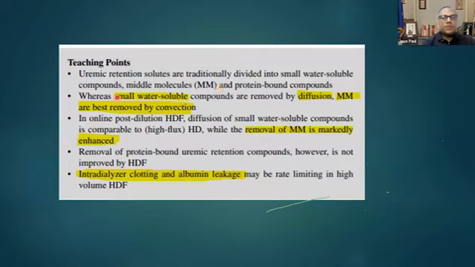So the teaching points with regards to the principles are: uremic retention solutes are traditionally classified into small water-soluble compounds, middle molecules, and protein-bound compounds. Diffusion primarily results in the removal of small water-soluble compounds, whereas the middle molecules are best removed by convection. So when you combine both these modalities, the removal of the middle molecules is markedly enhanced. This removal of the middle molecules is thought to increase the survival of patients on this particular form of renal replacement therapy.